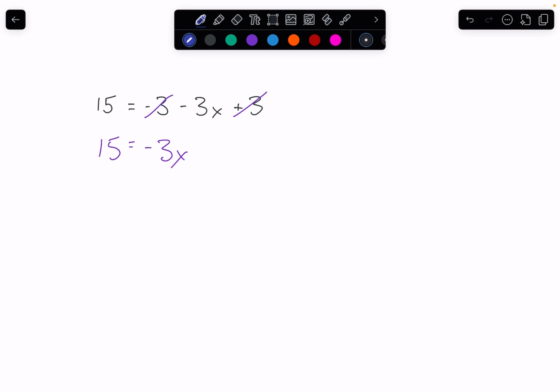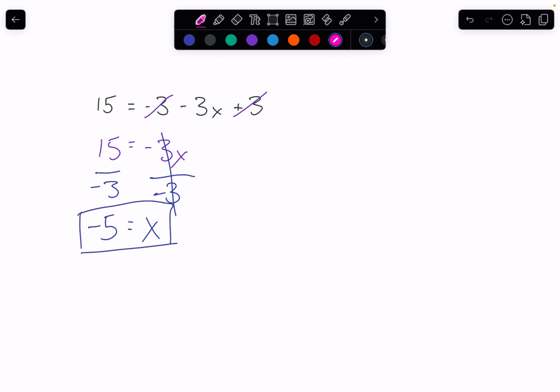We don't want negative 3x equal to 15. We want a positive 1 x equal to something, right? So we divide this side by negative 3. We do the same thing to the left-hand side to maintain balance. We bring our x down. We see that x is equal to negative 5.